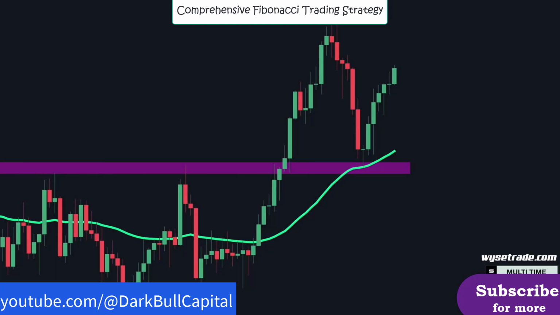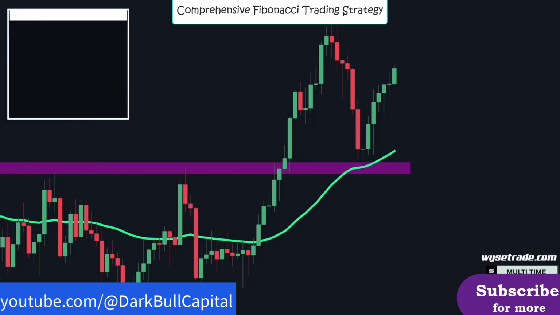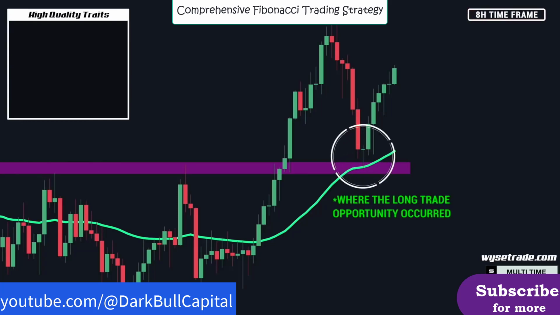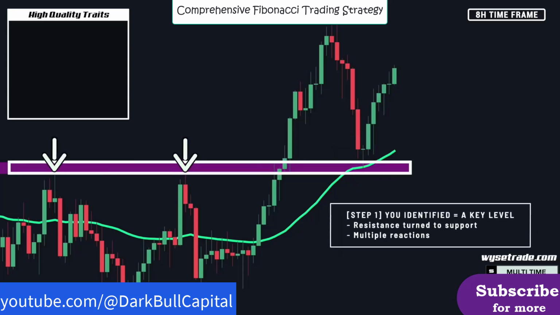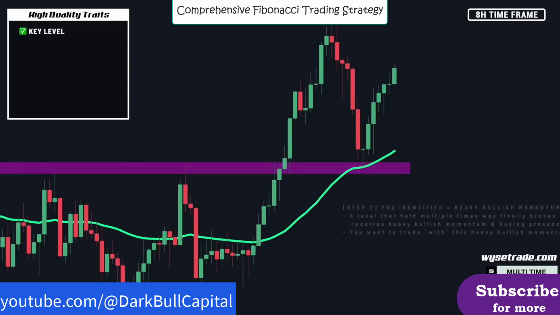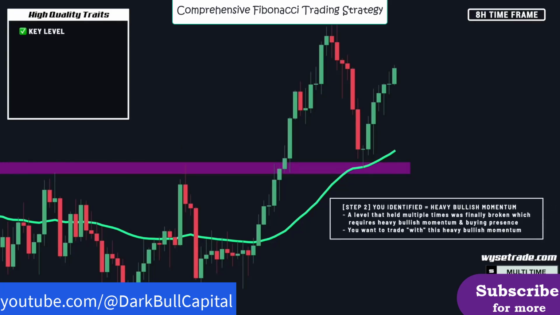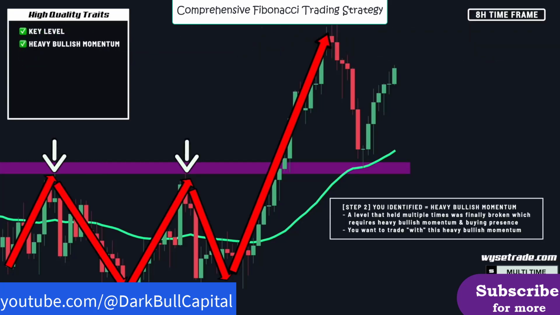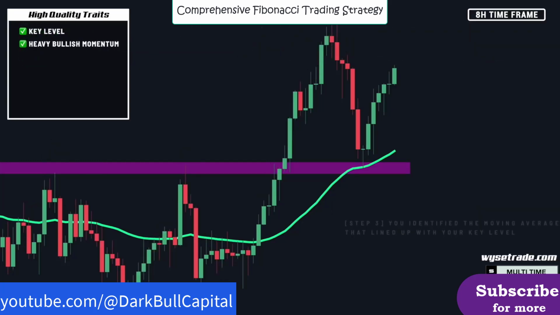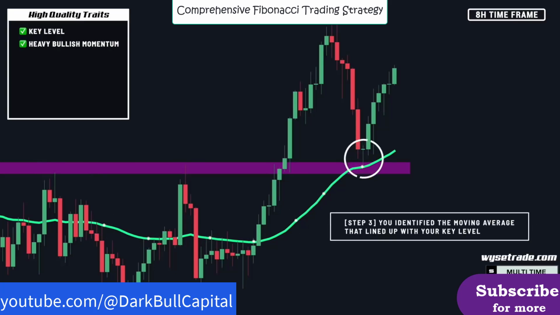So let's start from the top again, except now we'll be combining the usage of multi-time frames. This is the 8-hour time frame, and this is where the trade opportunity long occurred. First, you identified the key level here. Next, you had heavy bullish momentum because price broke the key level that previously held multiple times. Then, the moving average crossed, which is where the trade opportunity long presented itself.